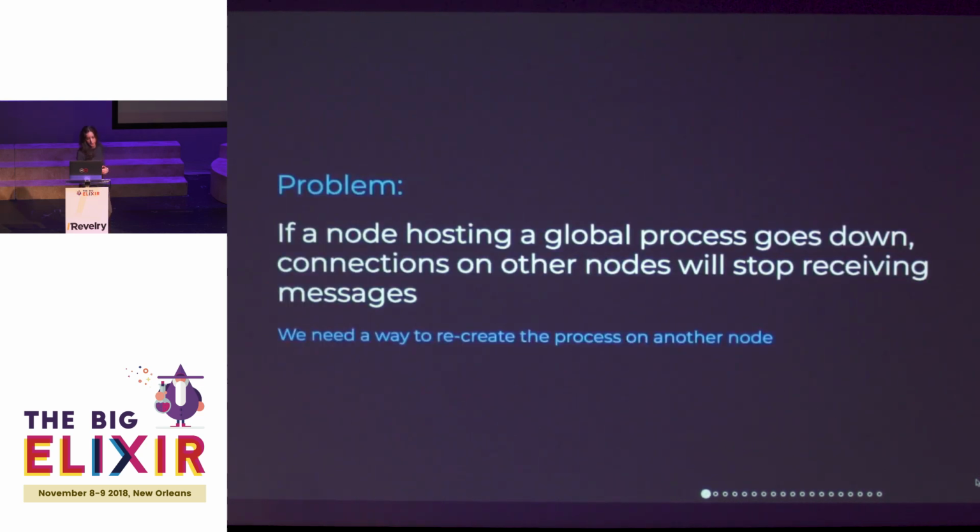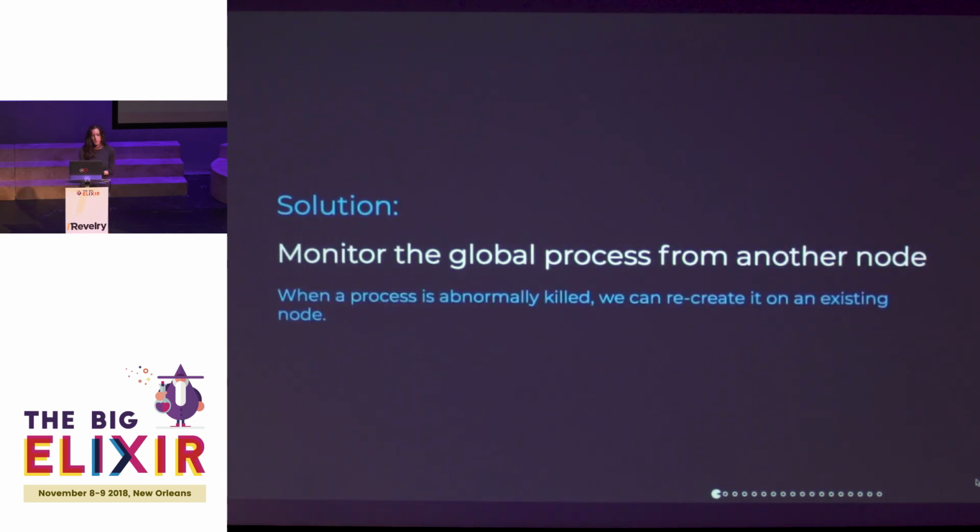So the problem that we're having is that if a global process goes down, that second user is going to stop receiving messages. We need to figure out a way to recreate that process on a separate node. And to solve that, we just utilize process monitors. So we know that if a process goes down and is abnormally killed, we're going to then just simply recreate it on the existing node.